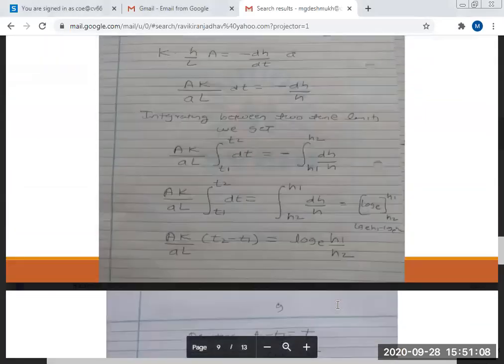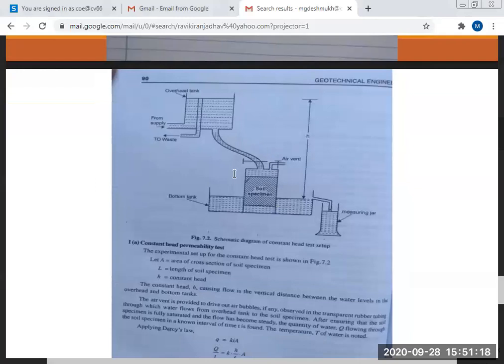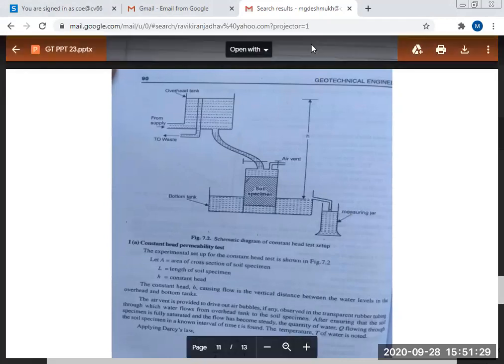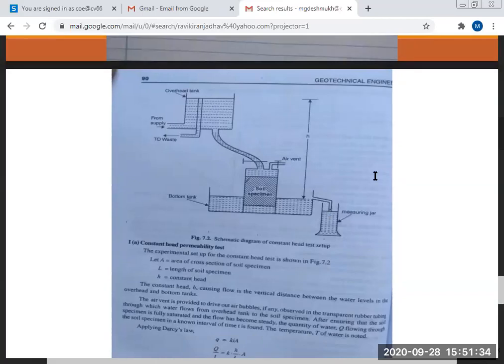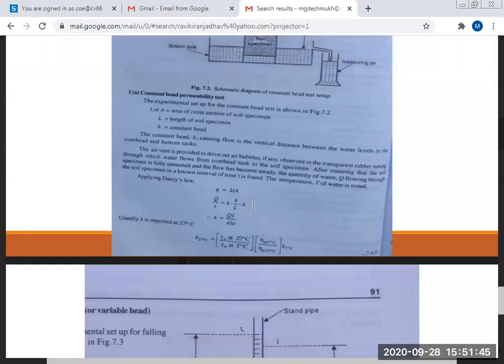So the only thing you should remember here is that this is the setup we have to see in the laboratory. This is the overhead tank, this is the bottom tank. From here to here water will come. An arrangement is there. You have to take the soil specimen. The water flows through the soil specimen, and whatever water flows we collect in the jar. So whatever water is collected and the time, you take that, that is capital Q by T, that is equal to K into I into A. The length of the specimen you already know. H is also known. I is equal to H by L and A is the cross sectional area.